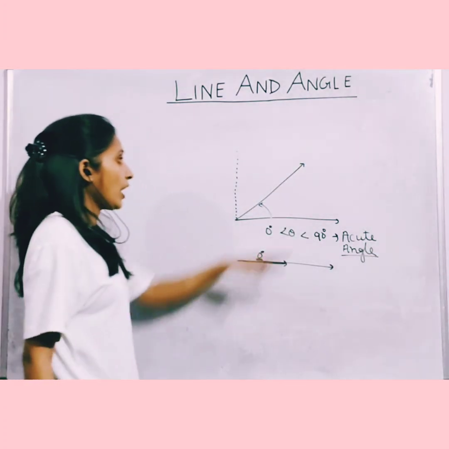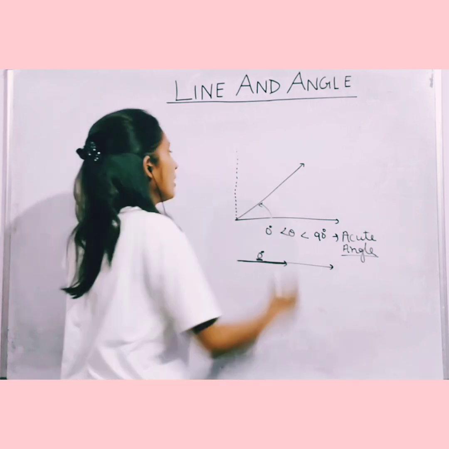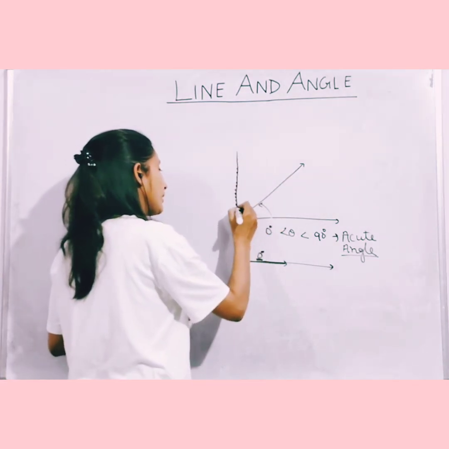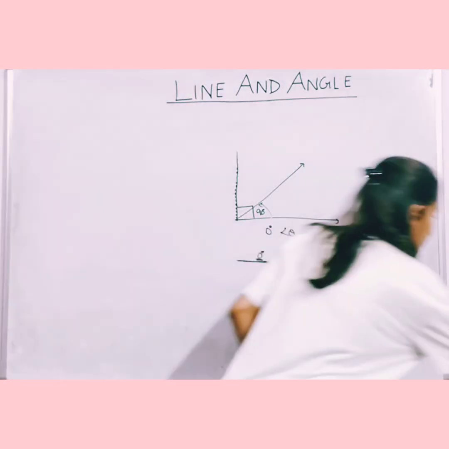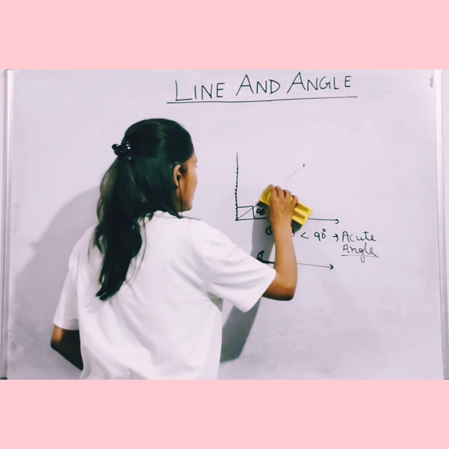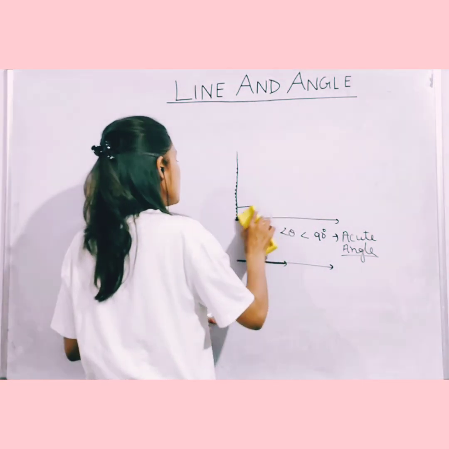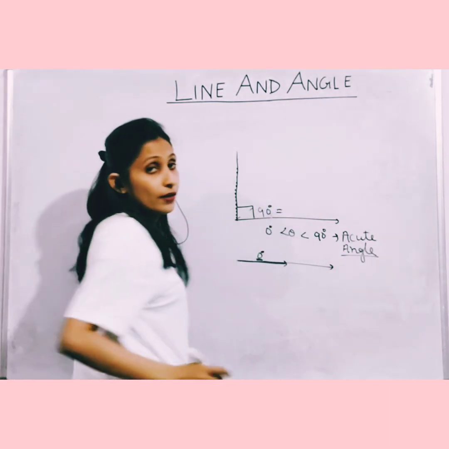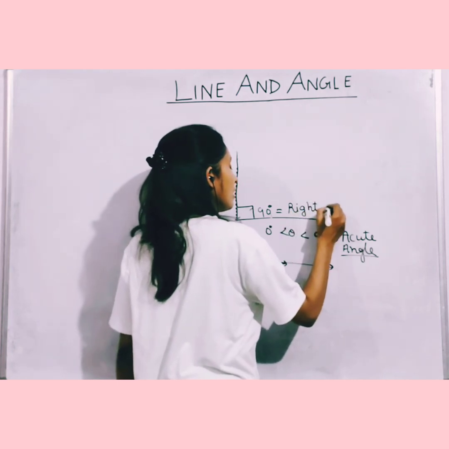What if I move this terminal arm from here to here? Okay, I have moved this terminal arm from here to here. Now it is making 90 degrees, right? So when theta is equal to 90 degrees, we call it a right angle. So this angle is a right angle.